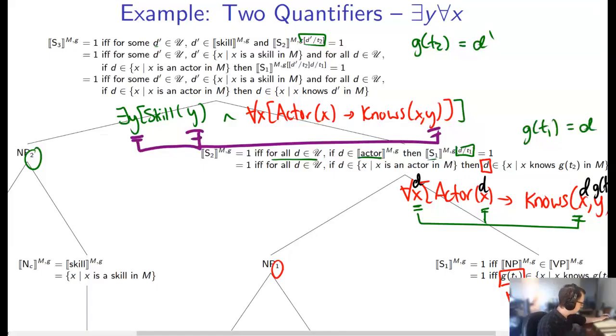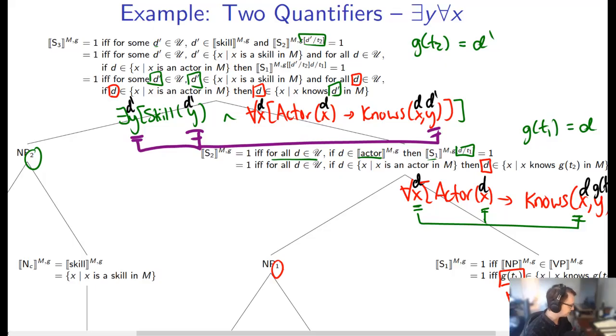I'm trying to remember the colors I've used. So I'll just highlight these. Well, let's take a look here. So if for some D prime in our universe, D prime is a skill, and for all D in our universe, if D is an actor, then D knows D prime. So this will match our predicate logic translation exactly. And if I just put in the D primes and D's from below, we can see how these relate to our translation.